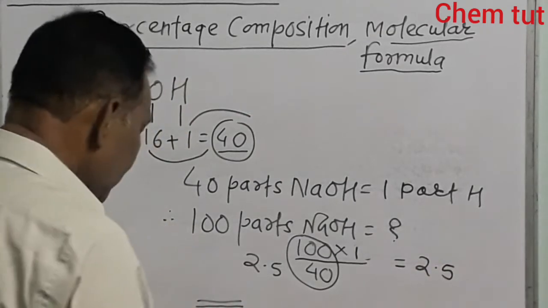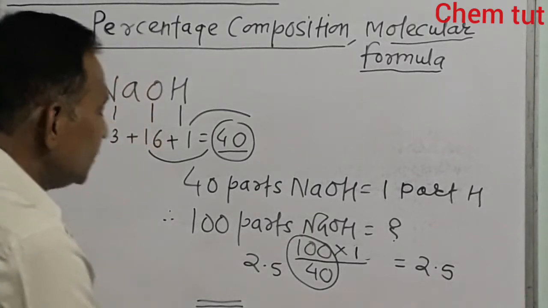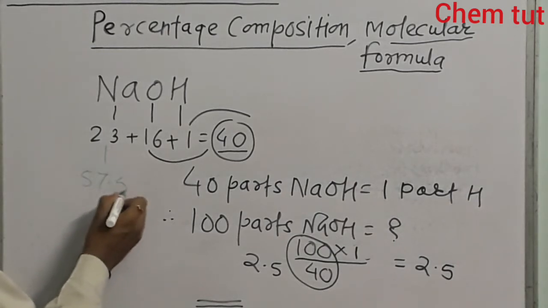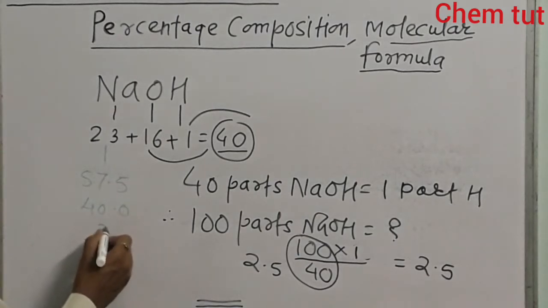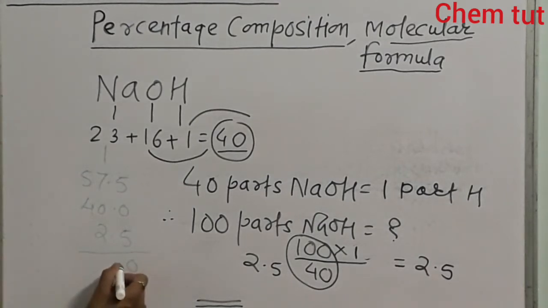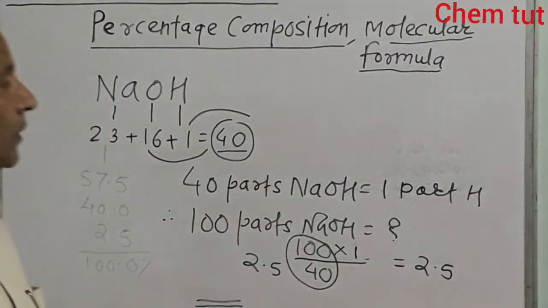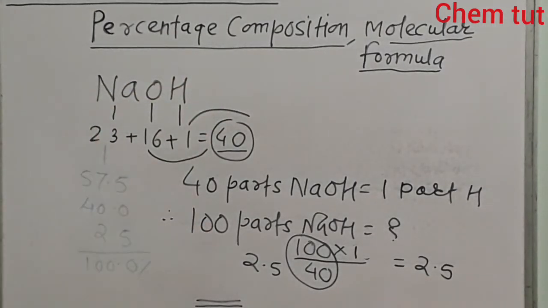So according to our calculations, let us write the percentage of every element. The percentage of sodium was 57.5, plus the percentage of oxygen was 40%, and the percentage of hydrogen was 2.5%. If you add these three figures, it will be 100%. This concept is called percentage composition. If we know the molecular formula, the percentage composition of every element in the formula can be calculated.